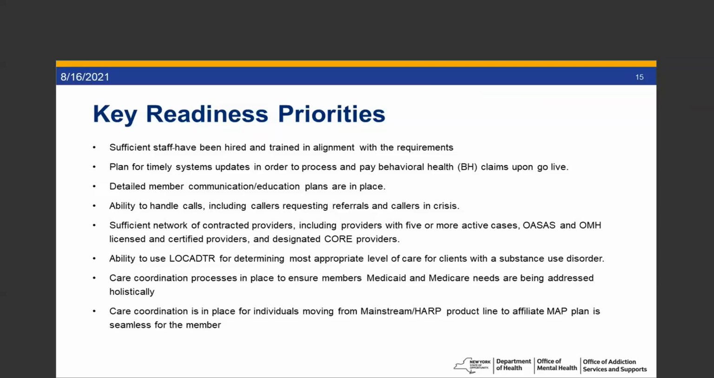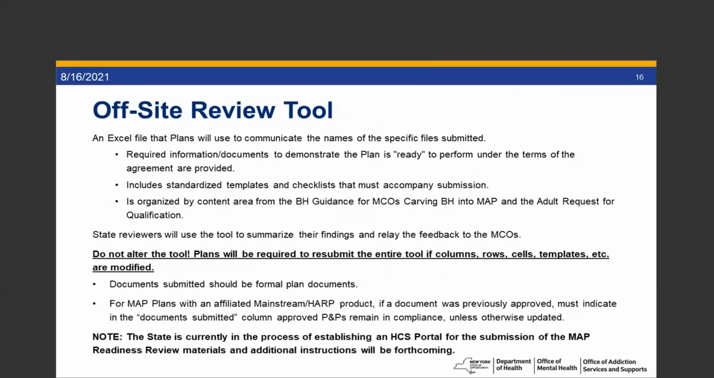We also want to ensure that the locator is being used for the appropriate levels of care for members with substance use disorder. And finally, we want to make sure there is a strong care coordination process in place, so members that have both Medicaid and Medicare needs are being addressed holistically from the BH perspective, as well as care coordination for members moving from a mainstream or HARP product line to an affiliated MAP plan. We really want to see that that's seamless for the member. So those are just really the key areas that we're going to be looking at.